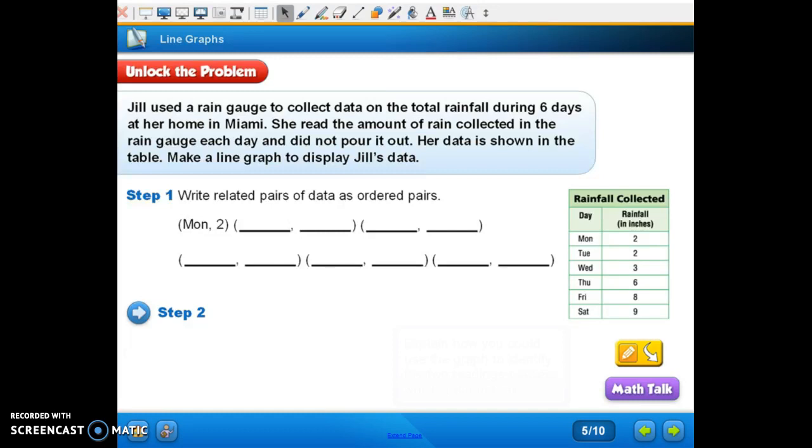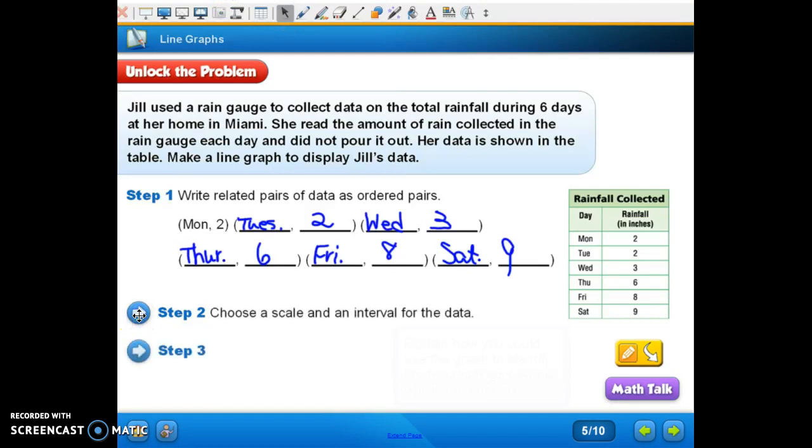So here you're going to make your ordered pairs. In the X spot is going to be just the day of the week. She did it 6 days in a row. So Tuesday, and how much was it on Tuesday? 2 inches. Wednesday, how much was it on Wednesday? You should be filling in your ordered pairs. Thursday, or are they already filled in for you? 6. Friday, 8. And Saturday. Okay, so that's filled in.